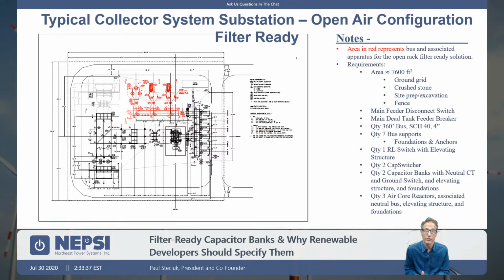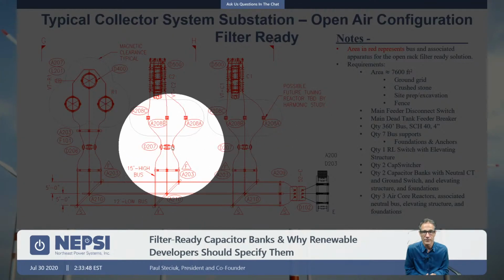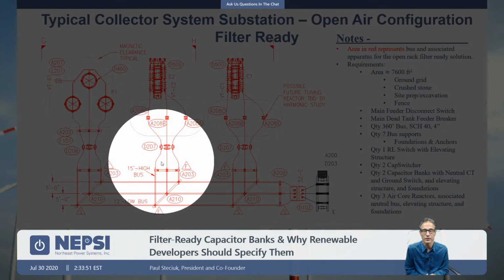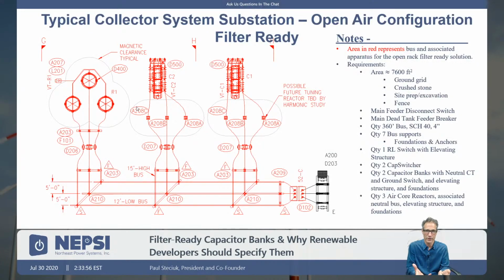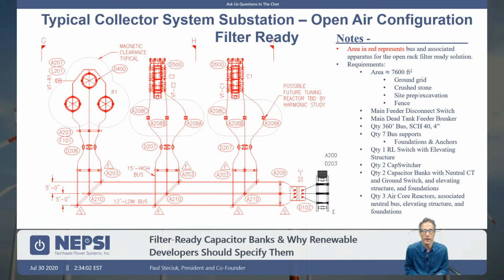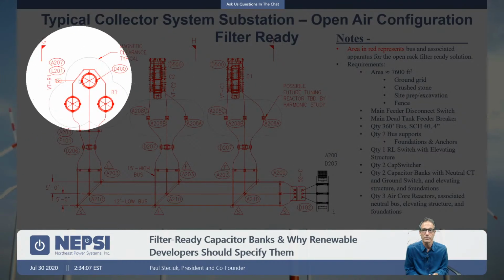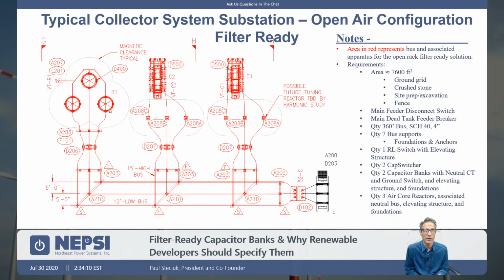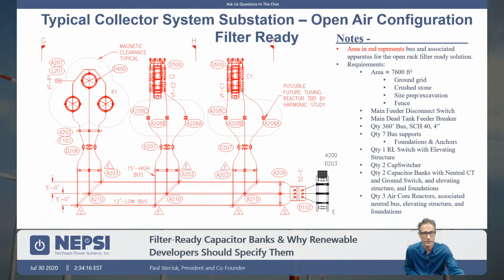So if you look at the footprint area of this filter-ready capacitor bank in the open air configuration, what you see here is a switching device in the middle, a bus bar stand. This area here represents the magnetic clearance requirements for an air core reactor. And then, of course, we have the capacitor bank up here on the top. It's an open rack capacitor bank. So we have two stages, 1, 2, and then we have the shunt reactor bank here. Okay, so in all, there's an area requirement for this of 7,600 square feet, and that's a pretty significant area.